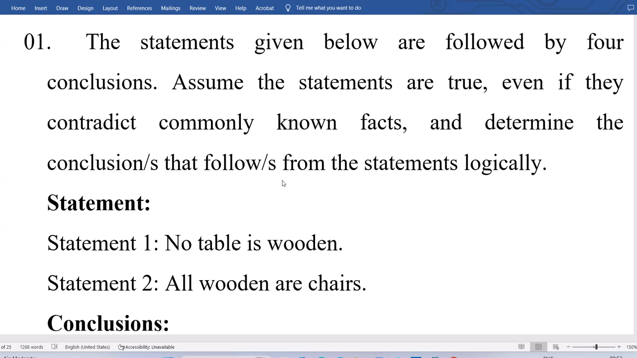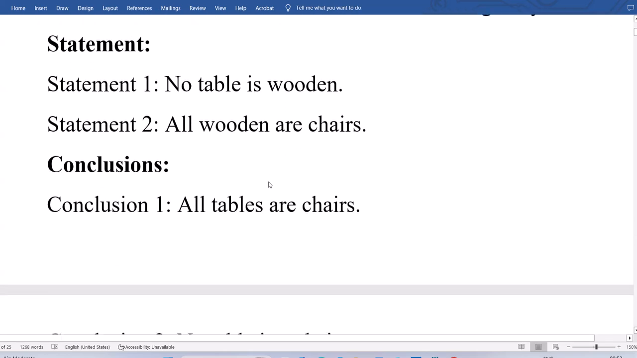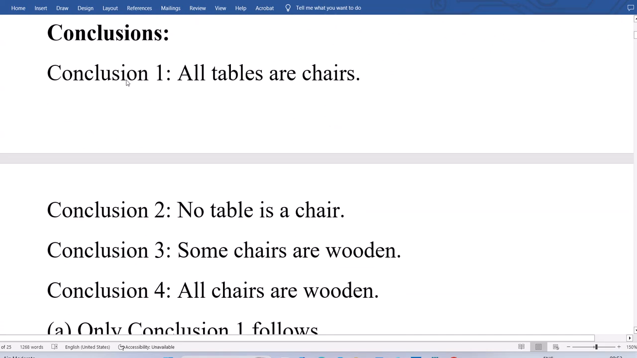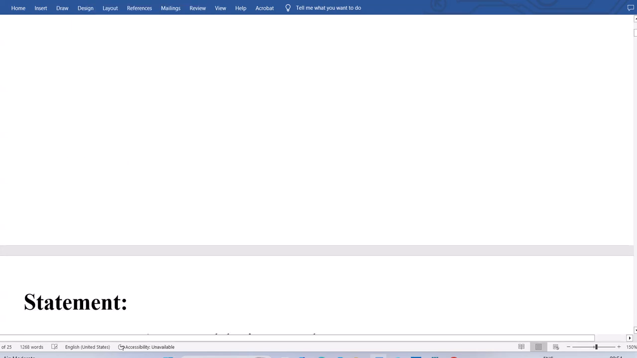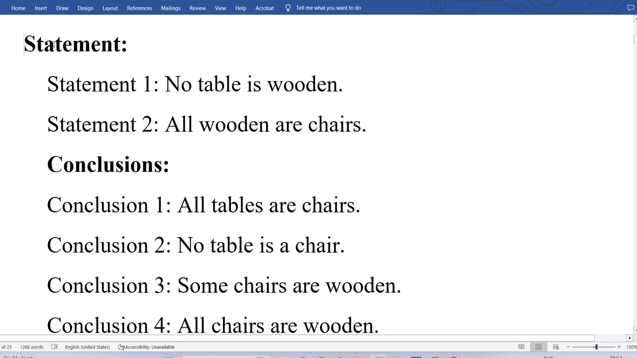First question is related to syllogism concept. Here a statement is given followed by conclusions. There are 2 statements, and you have 4 conclusions following them. You decide which conclusion is true with respect to the given statements. All 4 conclusions and statements you can see. Work on it.